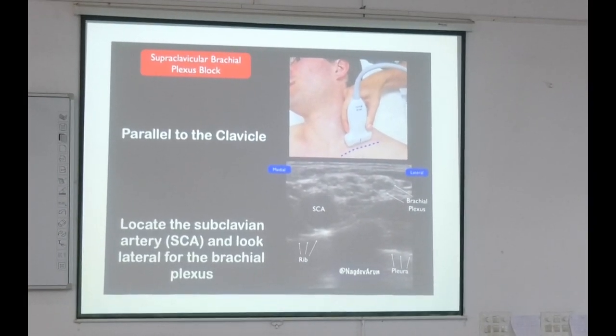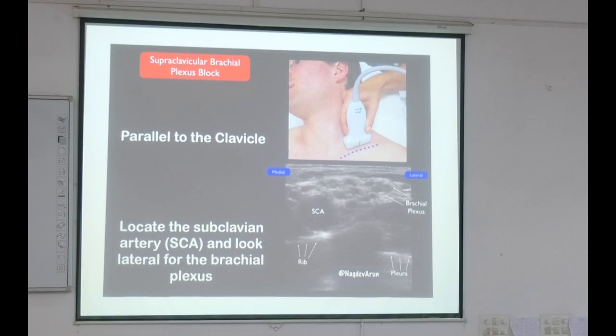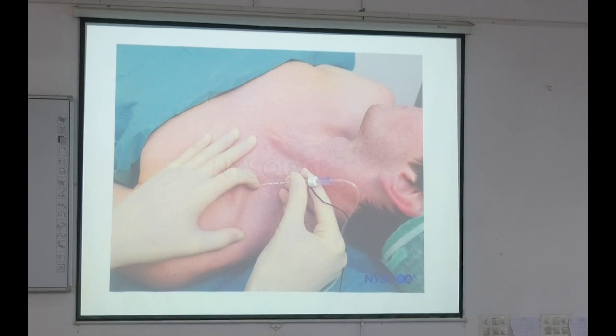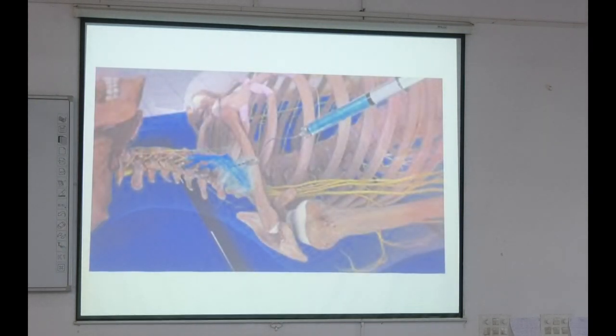Here the brachial plexus block is being done ultrasound guided. This is the probe. The brachial plexus block is being done. This is the supraclavicular approach; there may be a supraclavicular approach, there may be an infraclavicular approach, in different regions. Here the anesthetic is blocking the brachial plexus.